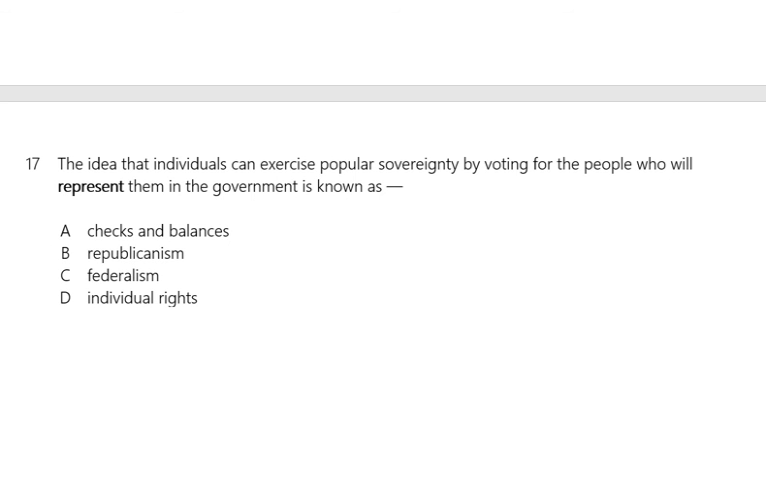Question 17. The idea that individuals can exercise popular sovereignty by voting for the people who will represent them in government is known as A. Checks and balances. B. Republicanism. C. Federalism. D. Individual rights. Pause the video to answer question number 17.